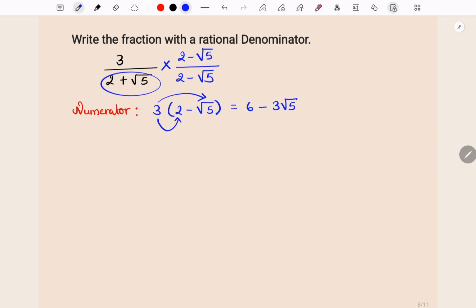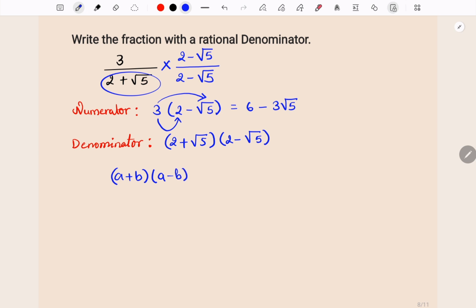Now let's solve the denominator. In the denominator, we have 2 plus root 5 multiplied by 2 minus root 5. This can be solved using this simple algebraic identity, that is a plus b multiplied by a minus b is a squared minus b squared. If we use this identity, we will be able to solve this question.